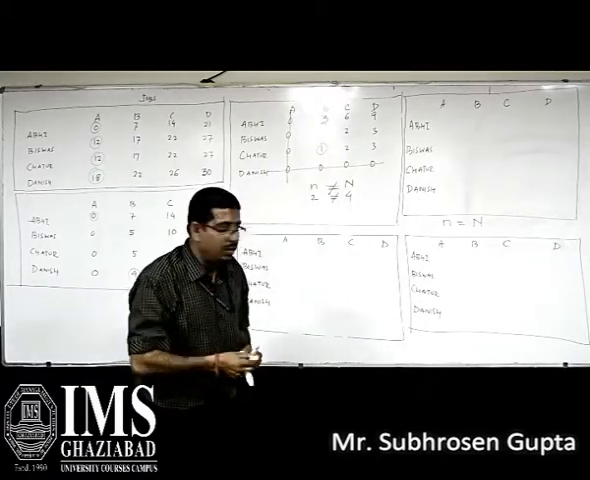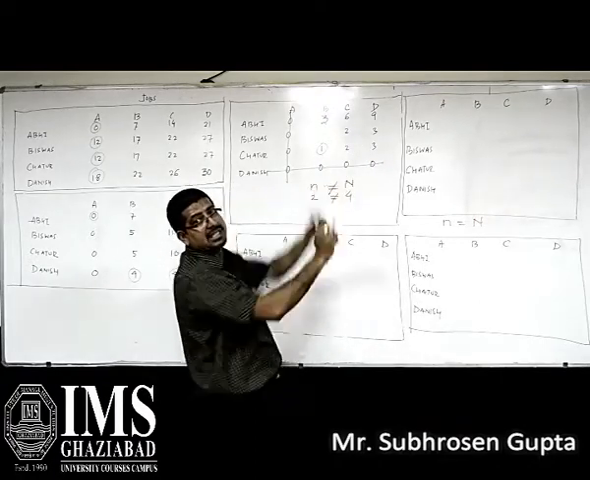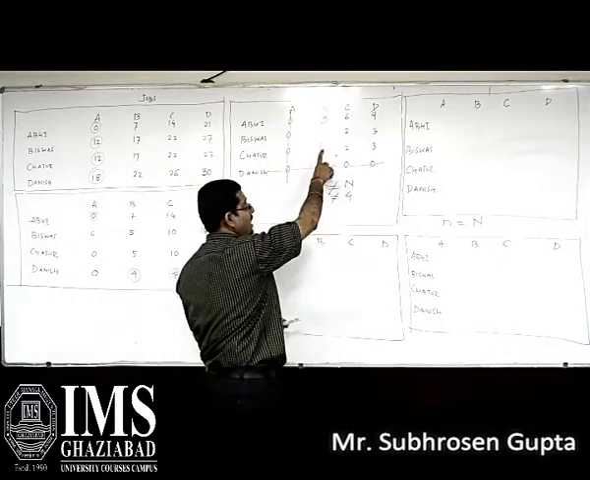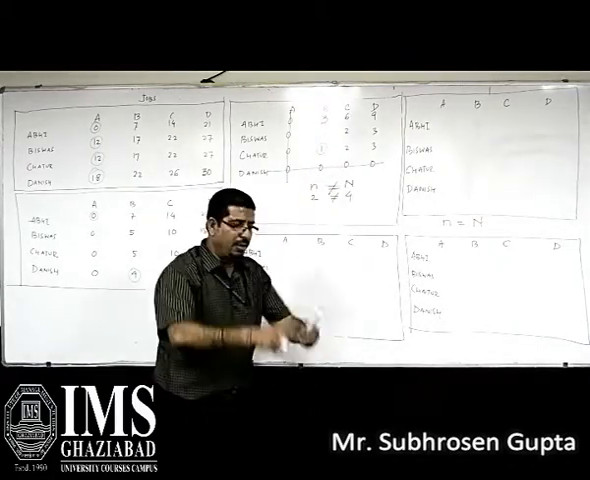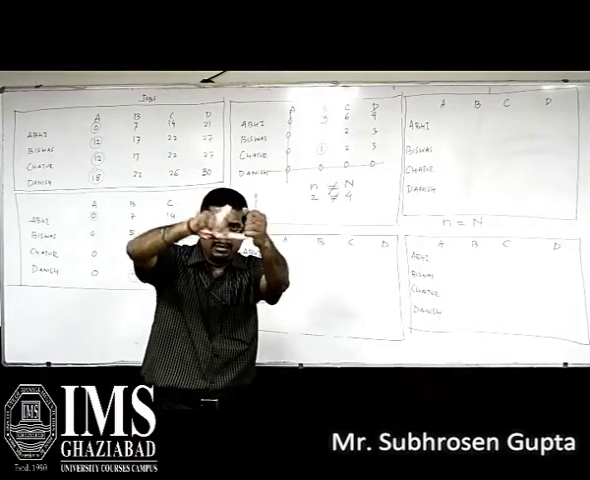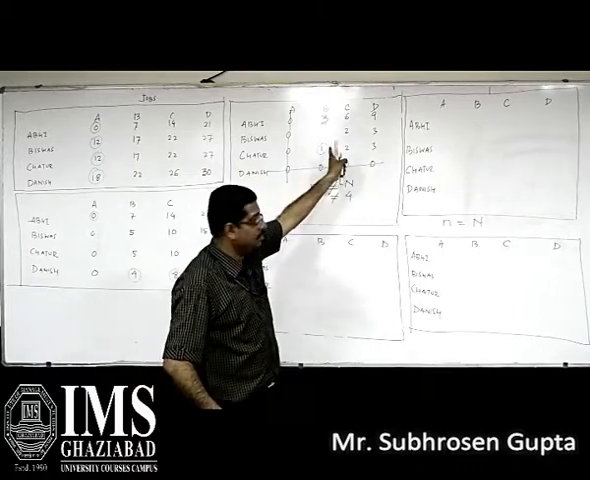What you need to do? From all the unstruck elements, you need to deduct 1. This is the first step. Second step, from all the intersecting points, wherever they are located, you have to add this one.